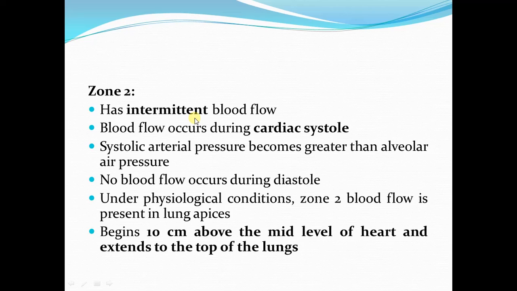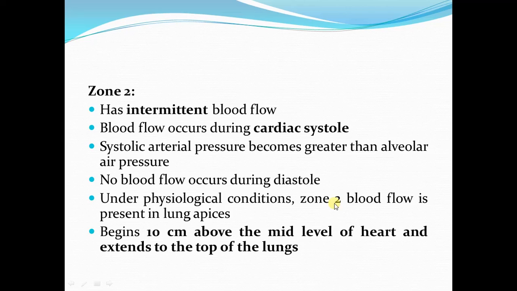The reason for this is that during systole the arterial pressure becomes greater than the alveolar air pressure. So the capillaries will be distended and the blood will flow through the capillaries. During diastole, the pressure becomes less than the alveolar air pressure, so blood flow will not occur during diastole. Now, under physiological conditions, zone 2 blood flow is present in the lung apex.